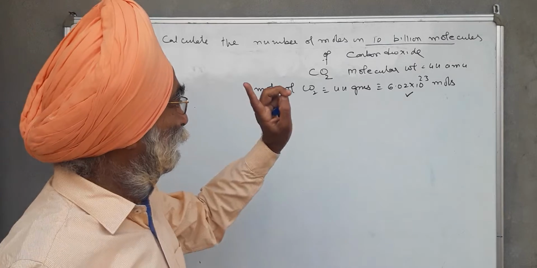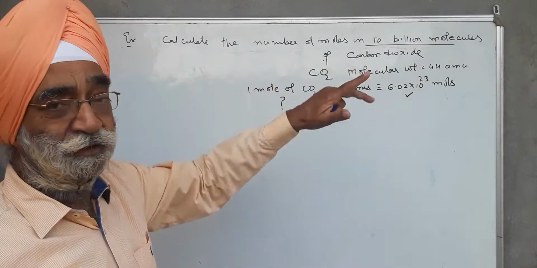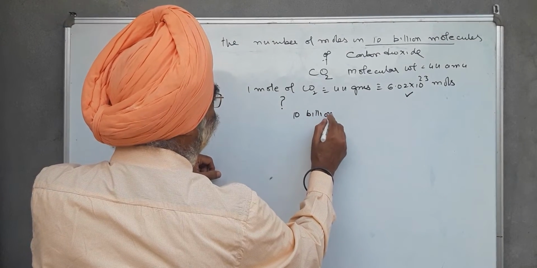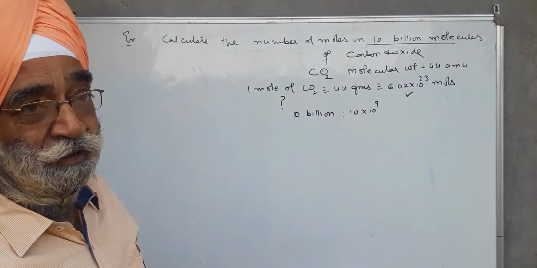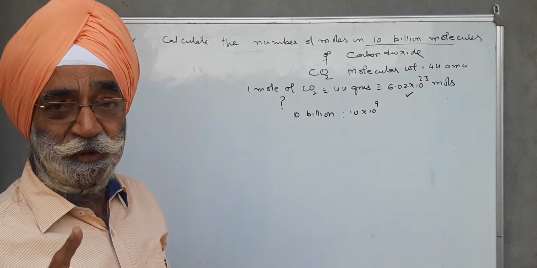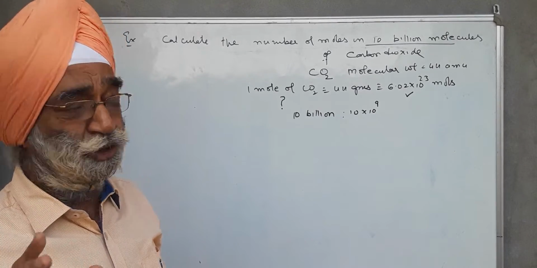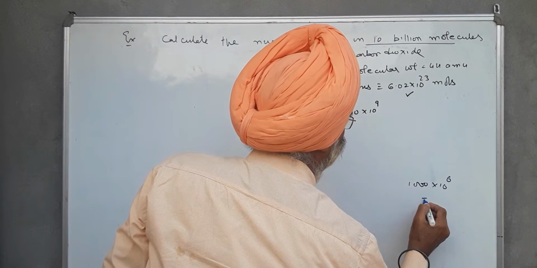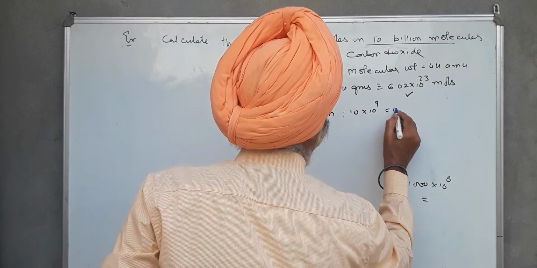Unitary method says this number of molecules means 1 mole, and what about 10 billion? We will get the answer. Define 10 billion. What is a billion? 10 raised to the power 9. 1 lakh is 10 raised to the power 5. 1 million is 10 raised to the power 6. 1 billion is 1000 millions, so 1000 into 10 raised to the power 6, and it is 10 raised to the power 9. 10 billion means this, so this is 10 raised to the power 10.